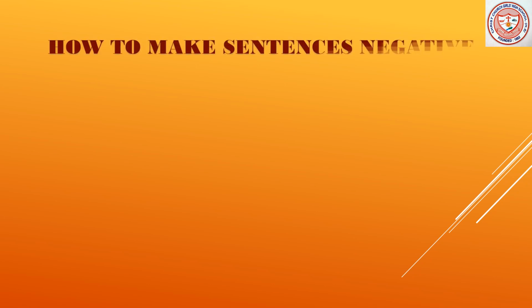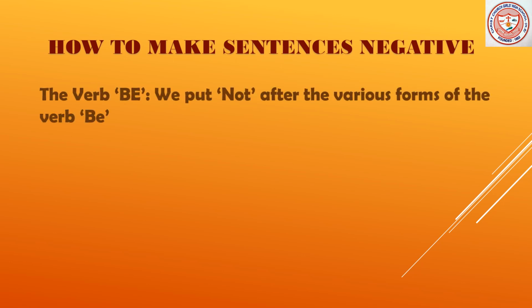So, students, now in this slide, we will discuss how to make sentences negative. Let's go through the rules. Number 1, the verb be. That means we put not after the various forms of the verb be. Let's go through some examples.